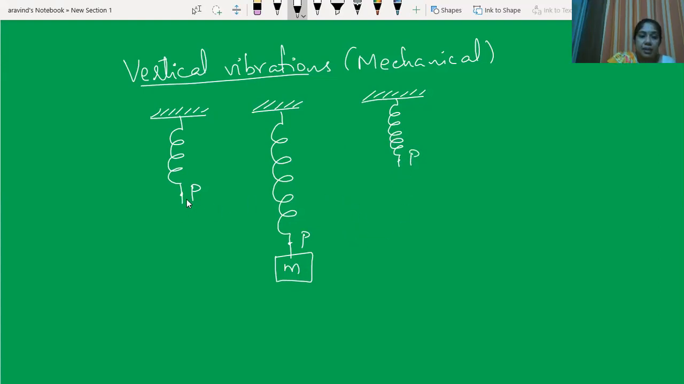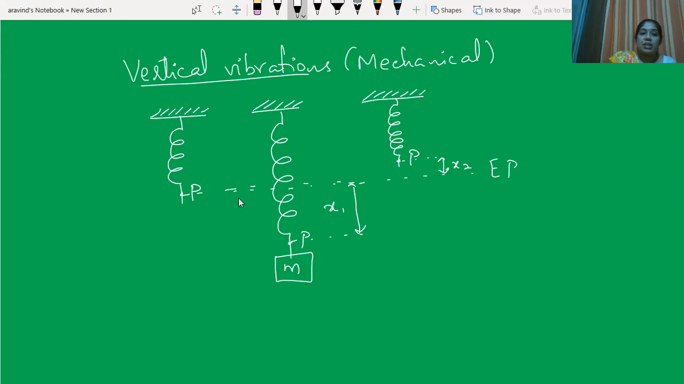So let us compare the diagram. This is the equilibrium position. When the spring expanded, it moved a distance of say x1 from its equilibrium position. This dotted line is the equilibrium position. And when the spring compressed, it compressed by a distance of x2 from the equilibrium position.